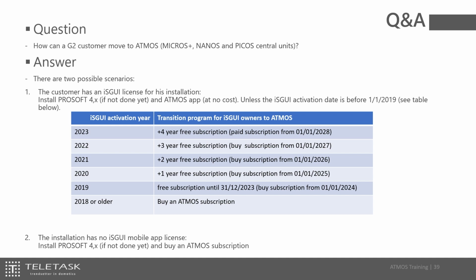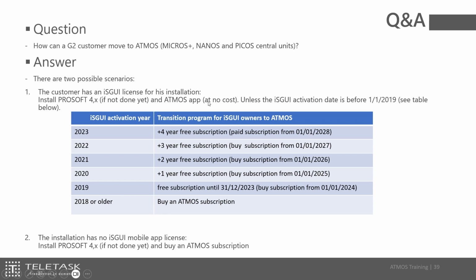Another question, how can Generation 2 customers move to ATMOS? So G2 customers are customers with Micros Plus, Nanos, and Picos central units. Well, there are two possible scenarios. The customer has an ISGUI license, like the examples we used already. He needs to install, first of all, ProSoft 4.010. So that's important. If he still works with ProSoft 3, a lot of them still do that, that's fine, okay. But if you want to go to ATMOS, ProSoft 4 needs to run on these G2 central units.